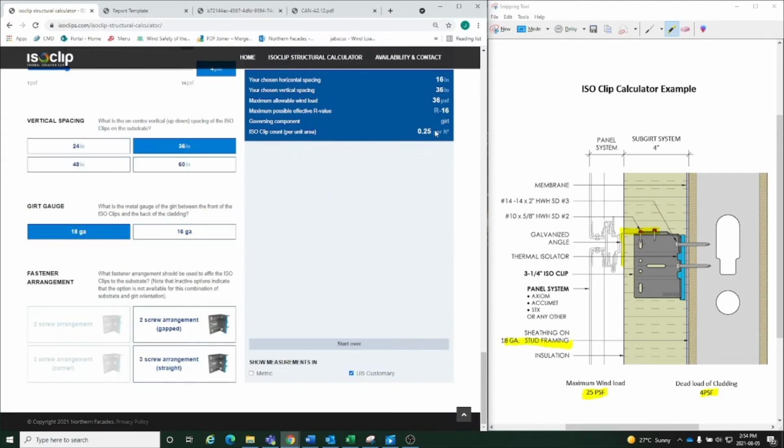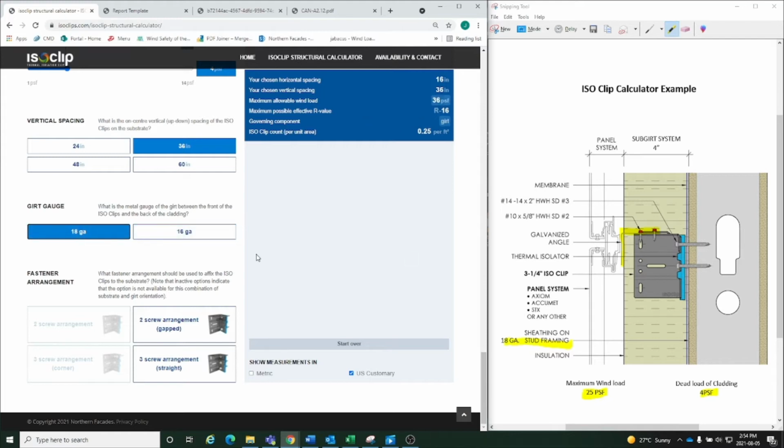If the governing component is the girts, you know that if you increase the thickness of the girts, your maximum allowed wind load will realistically increase. So if I change it from 18 gauge to 16 gauge, it went up from 36 to 62. Not only did it go up with the maximum wind load, but the governing component also changed, as the girt is no longer the governing component, but it is now the fastener attaching the isoclip to the substrate.